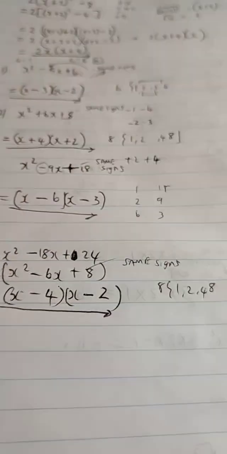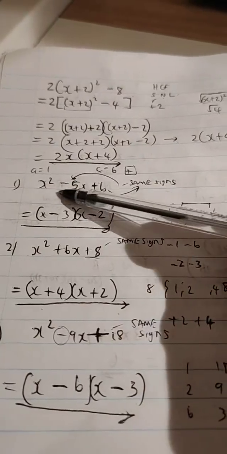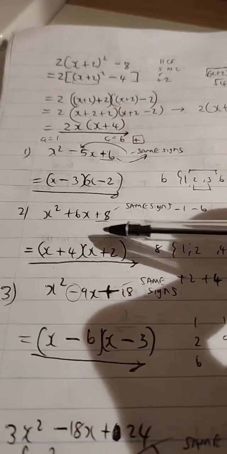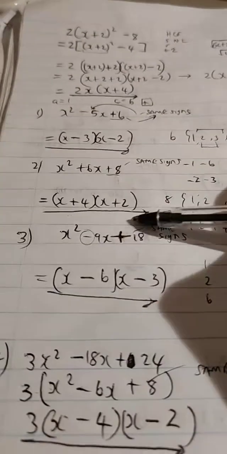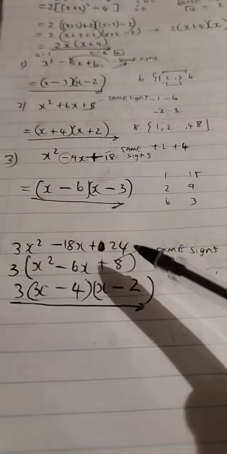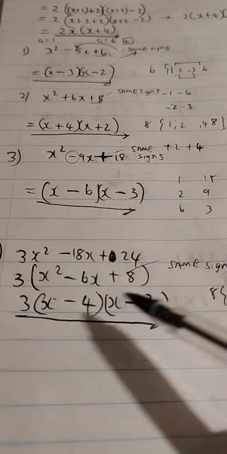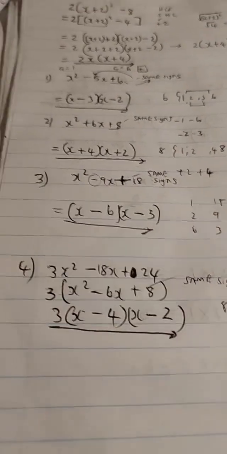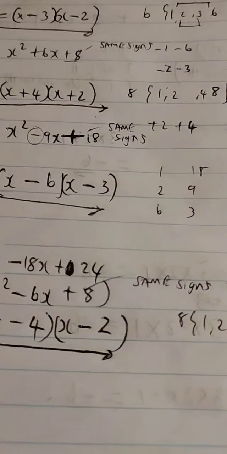Can we factorize any further? No. So I'm hoping, guys, you are getting it. Positive constant, same signs according to this guy. Negative, negative. Positive constant, same signs according to this guy. Positive, positive. So that's what it means when we have a trinomial that is a quadratic expression and it's got a positive constant. Let's see now when we have a negative constant what happens.